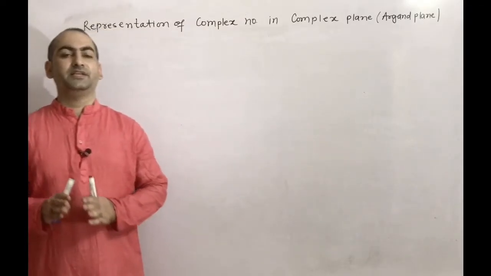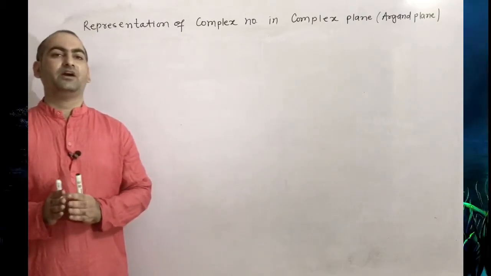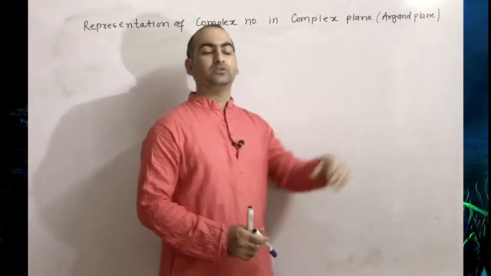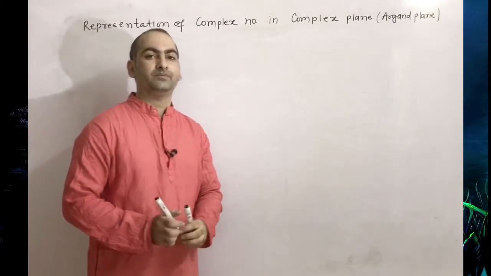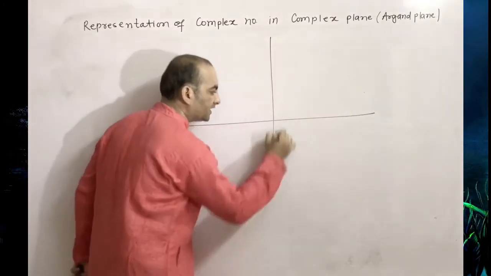Next we are discussing representation of complex number in complex plane, or we can say Argand plane. So complex plane other name is what? Argand plane. तो सबसे पहले देखते हैं what is complex plane. So complex plane is what? एक horizontal line है and one is vertical line.